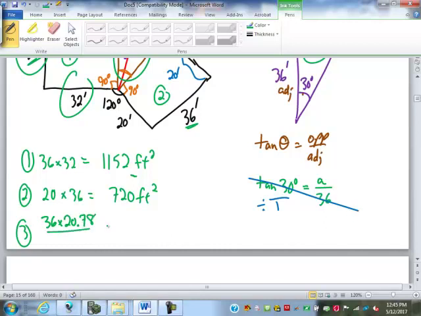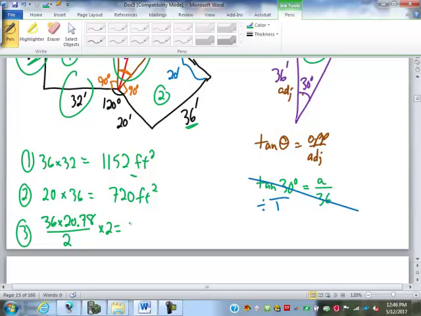Now it's a triangle, so what do I have to do? Divide by 2. How many are there? 2, so I'm going to multiply by 2. Yes, we could just not divide by 2 and call it good, but technically you're dividing by 2 to get a triangle, and there's 2 of them, so you're multiplying by 2.